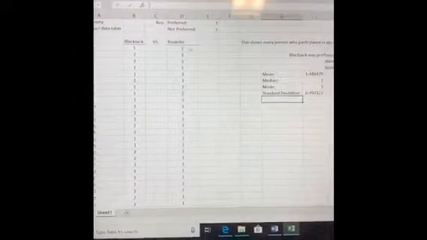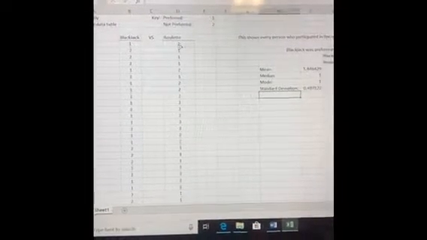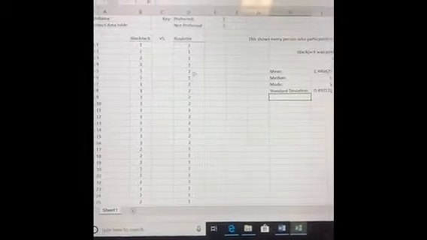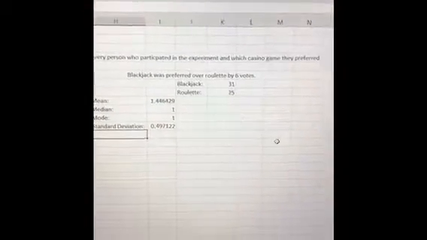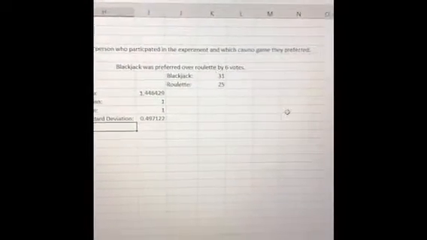So obviously the opposite would be if they preferred blackjack, then they wouldn't have preferred roulette, and so forth. And at the end of my information, I came to find out that of the 56 people, blackjack was preferred by six more voters than roulette.